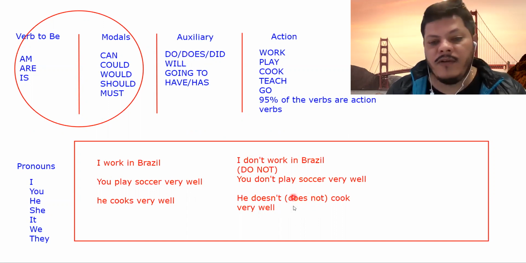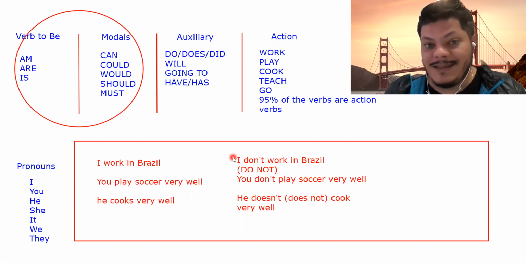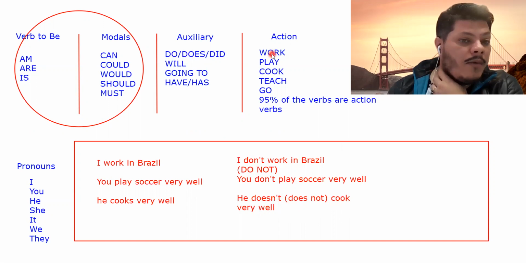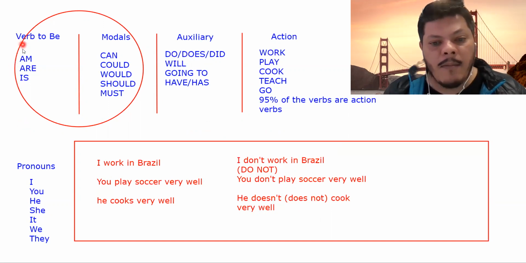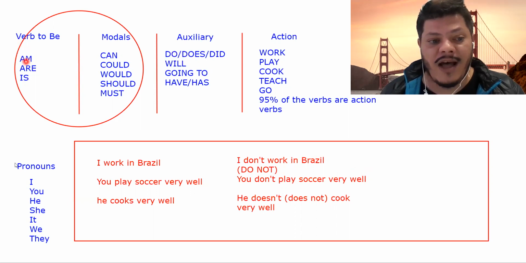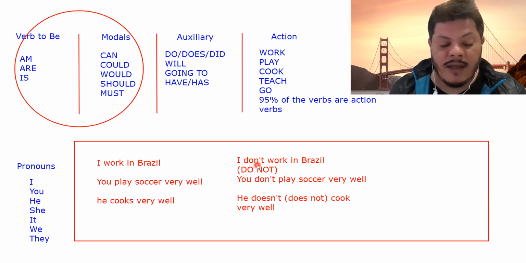Oh, Marcella, if I want to say he does not cook, is that okay? That's okay. No problem at all. That's how you do the negative in English of action verbs. Oh, but Marcella, if I want to say I am work in Brazil, is that correct? No, that is not correct because it doesn't make sense. I am work. No, you work, right? So it's an important thing.